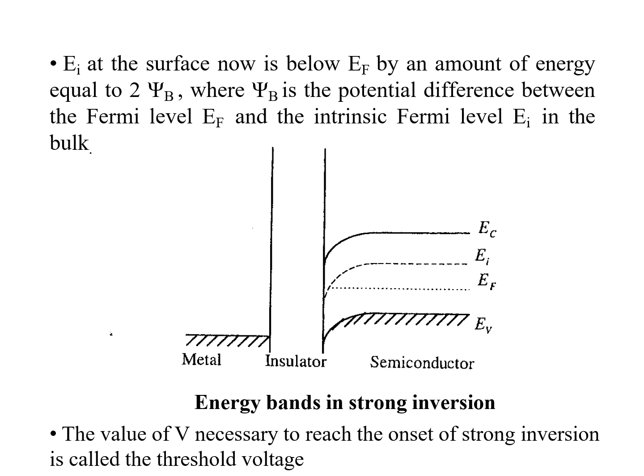So energy bands in strong inversion. Strong inversion means high voltage is applied. So Ei at the surface is now below Ef by an amount of energy equal to 2 psi B. Psi B is the potential difference between the Fermi level Ef and the intrinsic Fermi level Ei in the bulk. So the value of voltage necessary to reach onset of strong inversion is called the threshold voltage. So this is about the energy band basics. Thank you.